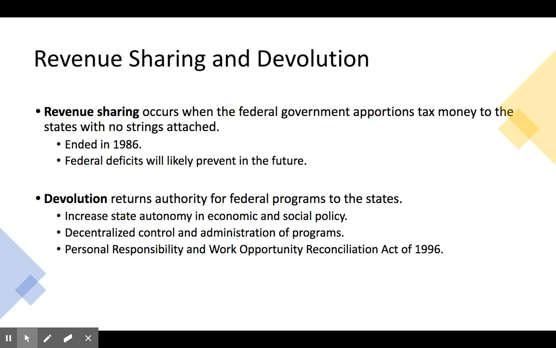A good example of devolution is the Personal Responsibility and Work Opportunity Reconciliation Act of 1996. Say that 3 times fast. So this happened under President Clinton. And what this act did is it gave states greater latitude in implementing social welfare programs. Okay, so a social welfare program would have previously had more control by the federal government. Under this act, it gives more control over those types of programs to the state government. So again, a good example of devolution.